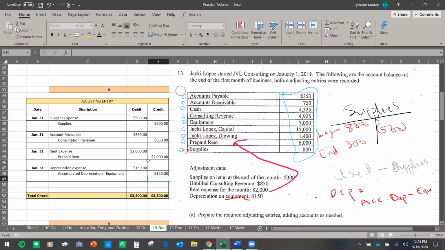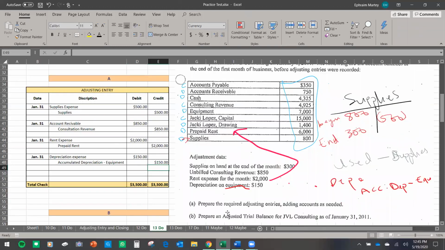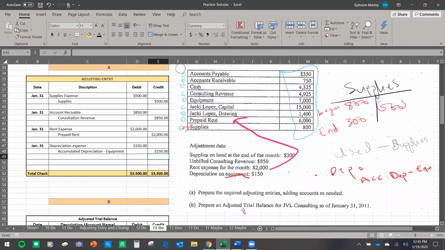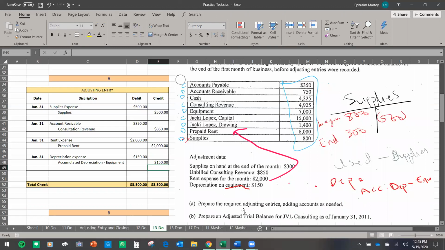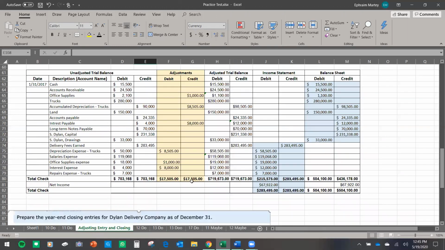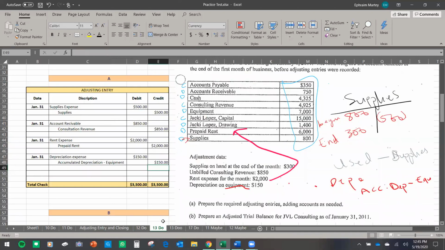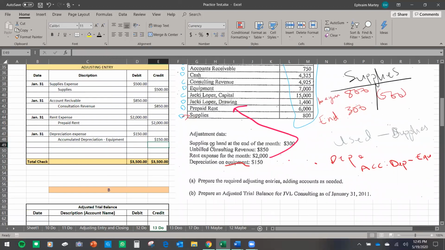We have this, okay? And number two, so we prepare the adjusting entry. Number two says prepare adjusted trial balance. So after you do your entry, what is the adjusted one? I will again refer to this. You have your beginning, you adjust it, and this is your adjusted. That's the end after you make the adjustment. So that is similar to what we have here. So we are going to see what our adjusted trial balance is after we did the adjustment.